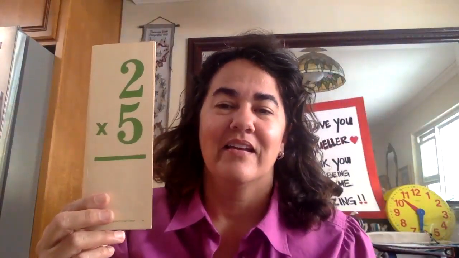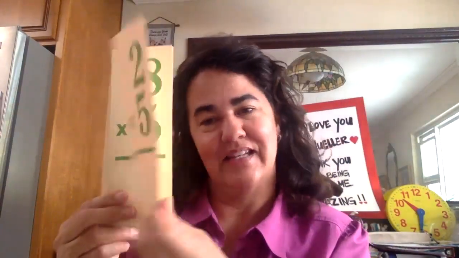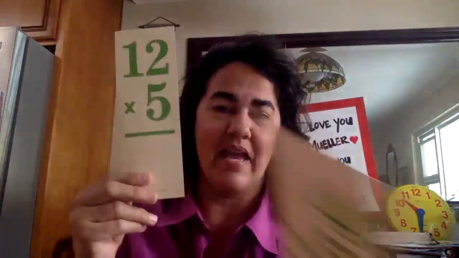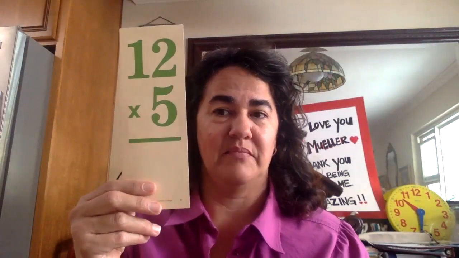6 times 5 is 30. 2 times 5 is 10. 8 times 5 is 40. 0 times 5 is 0. 4 times 5 is 20. And 12 times 5 is 60.